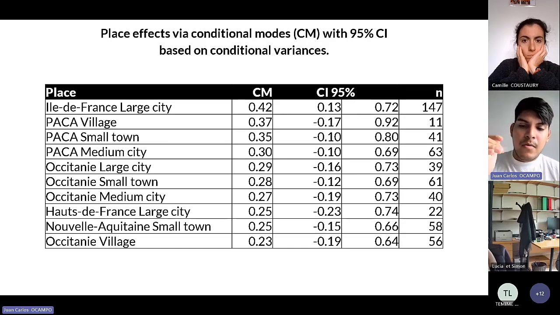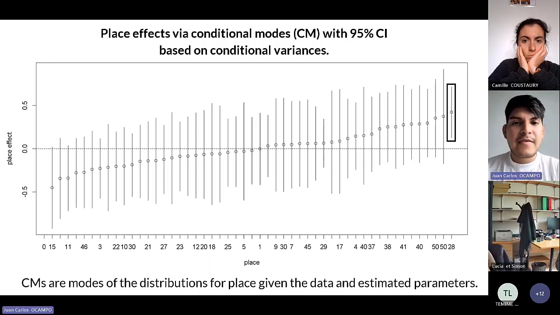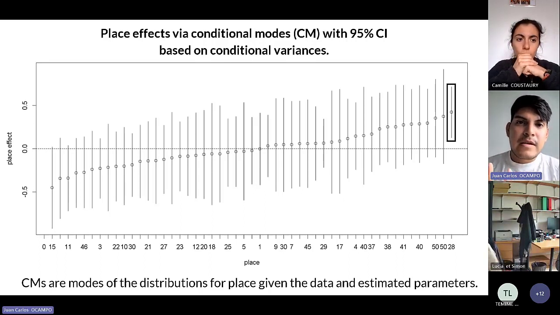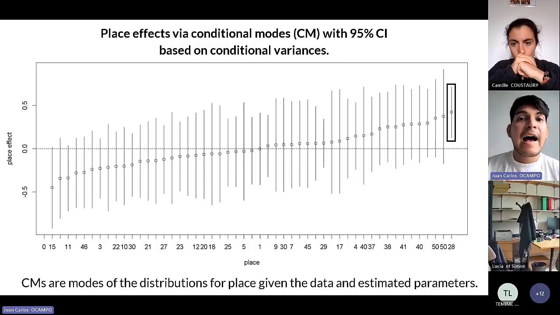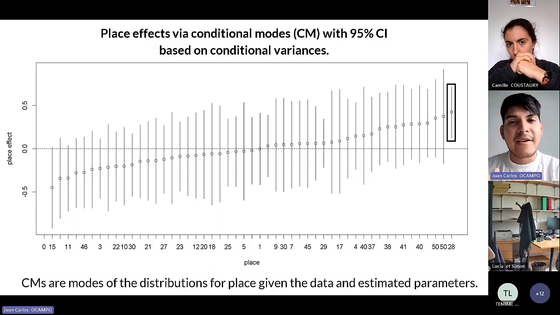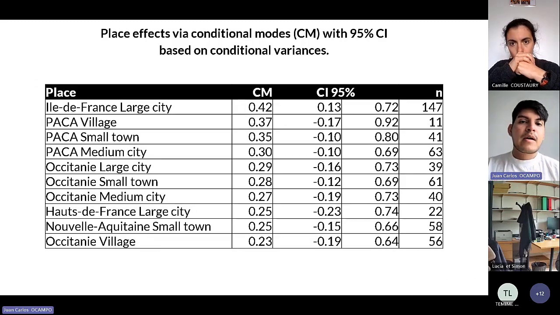So a higher conditional mode, that is being on the right side of this table, means that these people within these places have a higher chance of being in the higher categories of our response variable. That means that they would be closer to the often frequency or to the sometimes frequency as opposed to the never or a low category. Here we can see that the one place which is statistically significant is Ile-de-France, large city. We can also see the rest of the places, say Occitanie, etc. However, this is to say we're still within a very low variance.